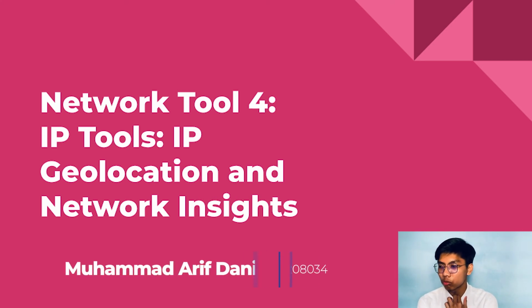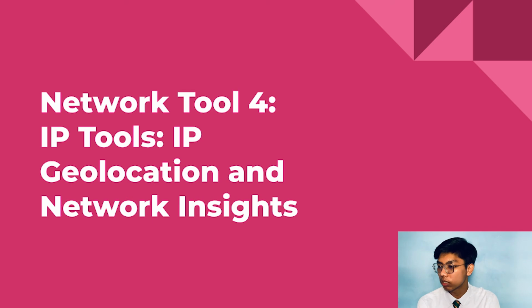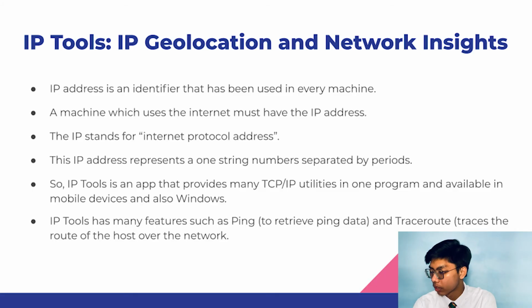Alright, next we are going to see our fourth network tool, which is IP, geolocation and network insights. Basically, the IP address is an identifier that is used in every machine, so a machine which uses the internet must have an IP address. So what does it mean by IP? IP stands for Internet Protocol Address, and the IP address represents one string of numbers separated by periods.